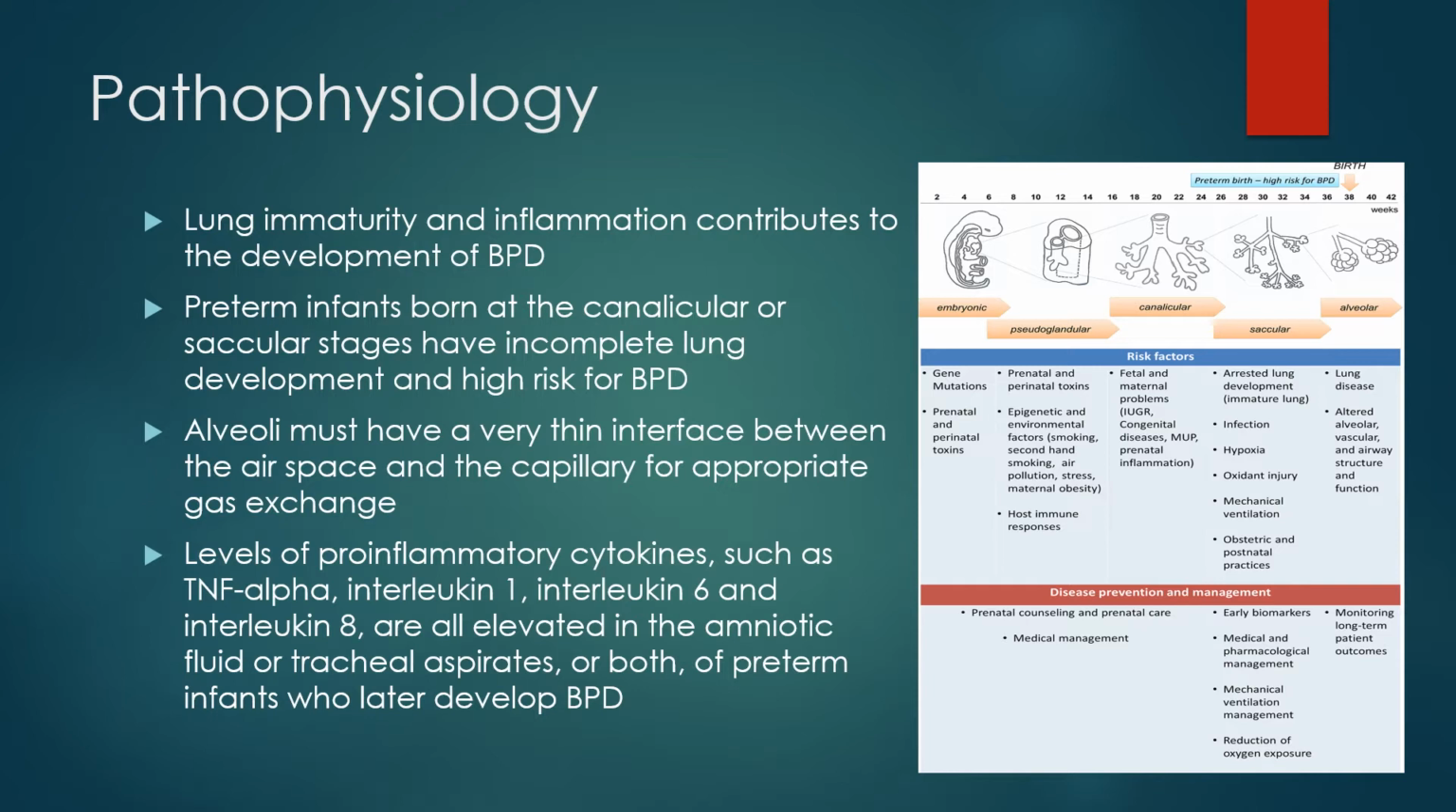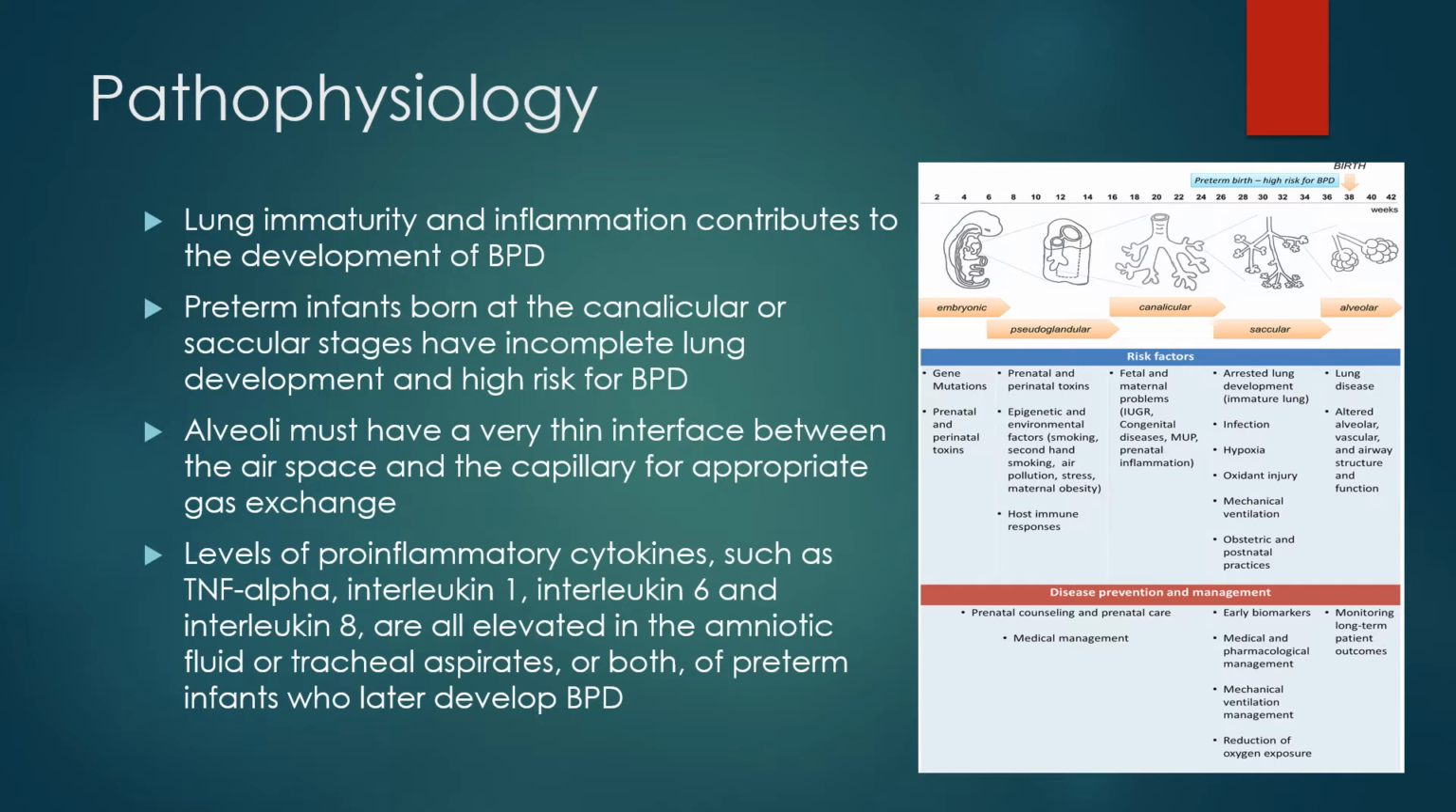Pathophysiology. Lung immaturity and inflammation contribute to the development of BPD. In preterm infants born before 28 weeks of gestation, the fetal lung is in the canalicular stage of development, which usually occurs at 16 to 28 weeks, a critical period during which type 2 epithelial cells appear, capillaries grow into the future distal alveoli regions, and the interstitium begins to condense.